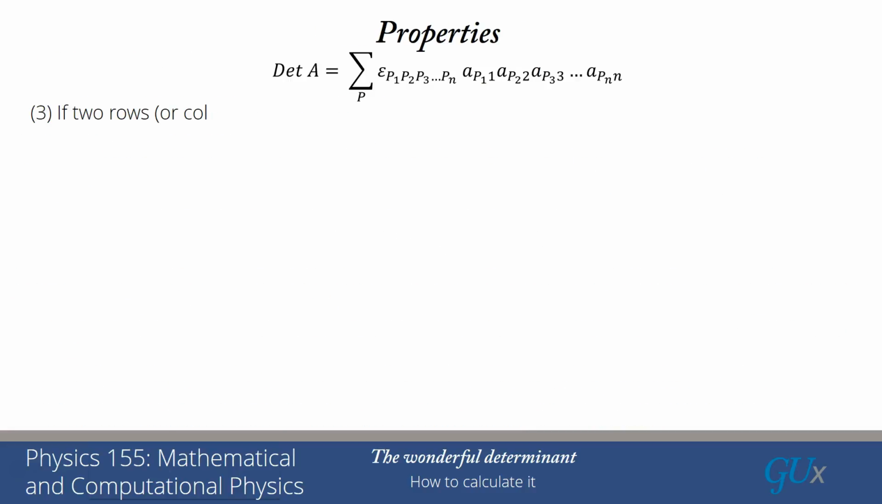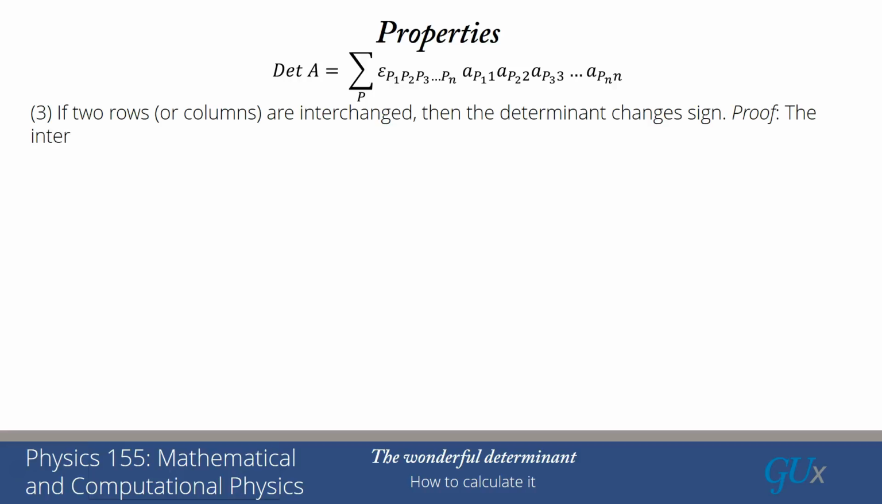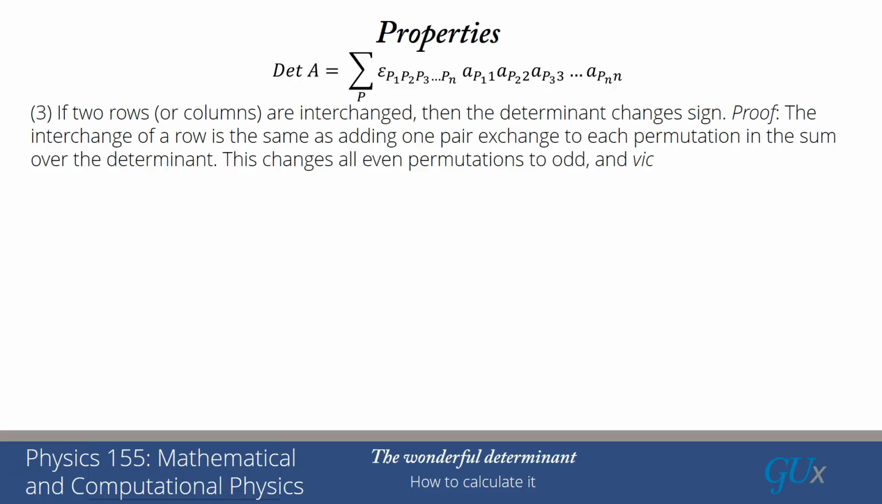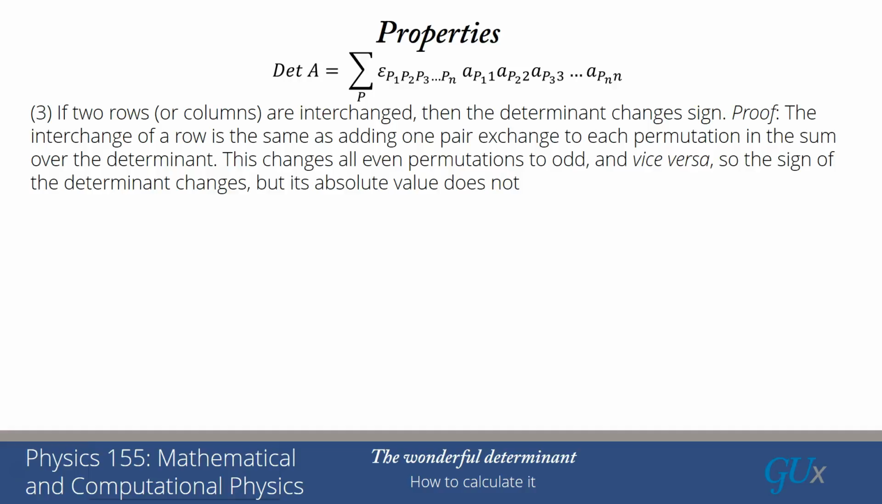All right, that's good. We have a couple more properties we're going to look at. If two rows or columns are interchanged in the matrix, then the determinant changes sign. And the proof of this is pretty simple as well. The interchange of a row is the same as adding one more pair exchange to each permutation. That pair exchange would be the pair exchange that exchanges the two rows that we're exchanging in the new matrix. And by adding one pair exchange, I change all even permutations to odd and all odd to even. And so the net effect is that every one of those terms gets changed by multiplication by -1. And so the entire determinant changes sign. So if I interchange two columns, the determinant will change sign.